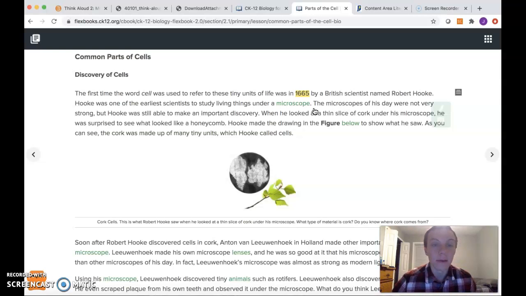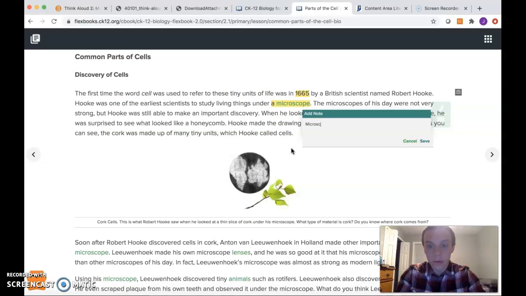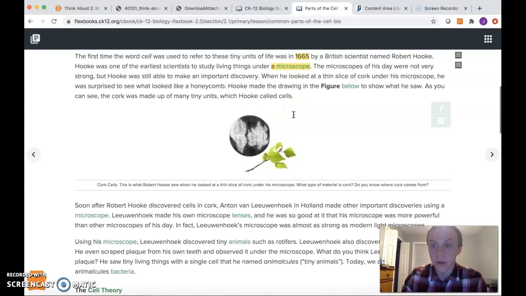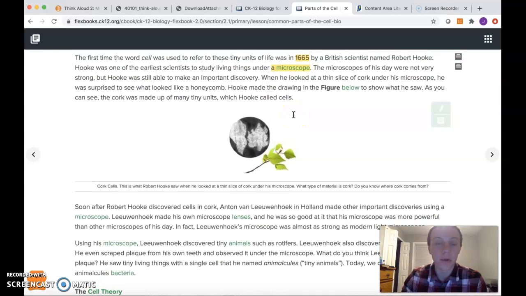Hooke was one of the earliest scientists to study living things under a microscope. And I know I've used a microscope before. Microscopes help me see tiny things. The microscopes of his day, though, were not very strong, but Hooke was still able to make an important discovery. When he looked at a thin slice of cork under his microscope, he was surprised to see what looked like a honeycomb. Hooke made the drawing in the figure below to show what he saw.